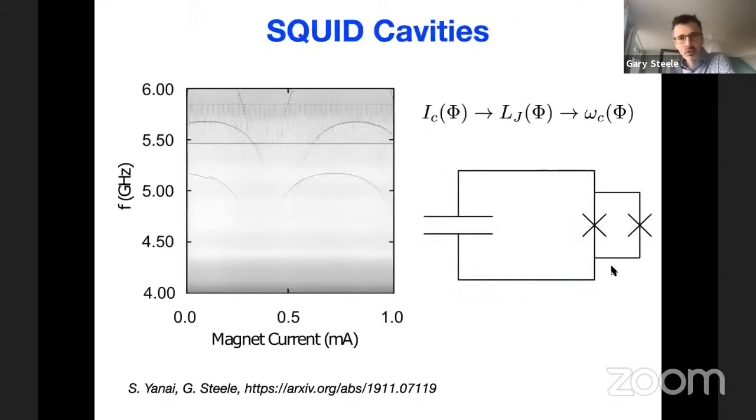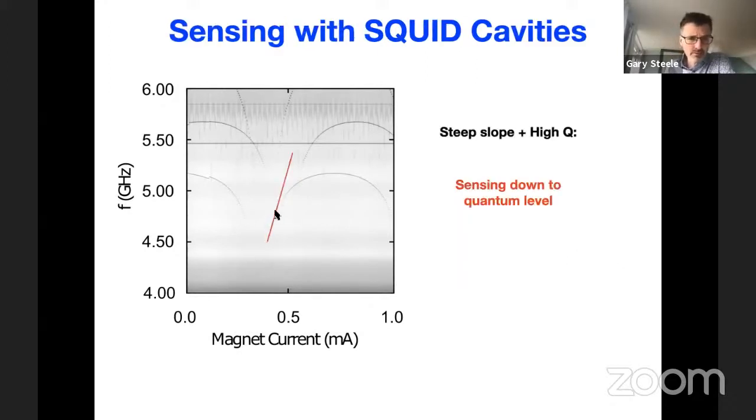And the last ingredient, if you combine these two together, is that if I have a SQUID in parallel with a capacitor, then this is something where I can tune the frequency of my cavity by changing the magnetic flux. Now, the whole idea is that if I have this very high Q cavity, because I have a good superconducting cavity, and I reach this point of very high slope, that allows me to use the frequency of the cavity to do extremely sensitive measurements of flux. And that is what we are going to apply to try to do sensing with these devices down to the quantum level.